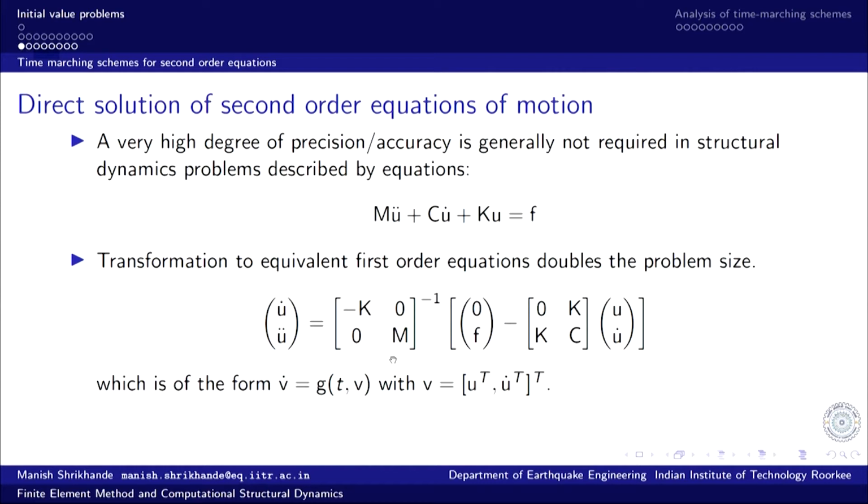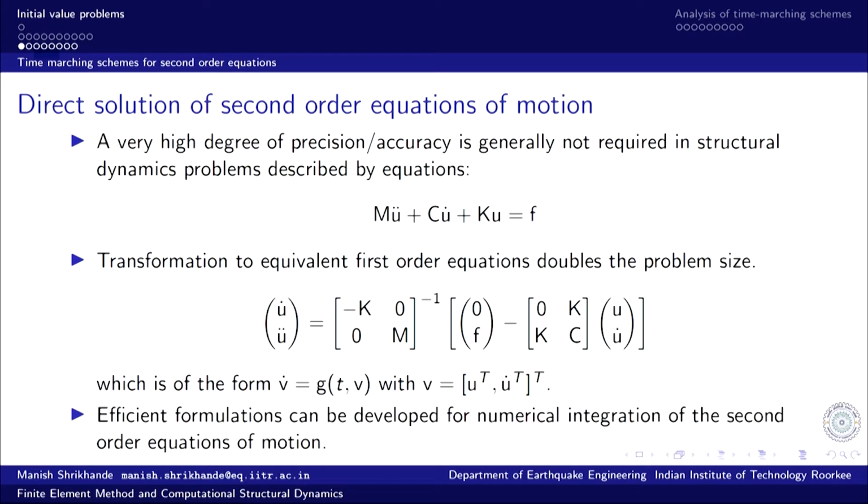Of course, the size of the problem increases. That is the penalty that we have to pay. So, a second order equation is converted to a first order equation of double the size. The inertia matrix m is n by n, and the stiffness matrix is another n by n. So, this becomes 2n by 2n, and these are 2n variables. These can be evaluated using any of the techniques that we have already discussed for first order equations.